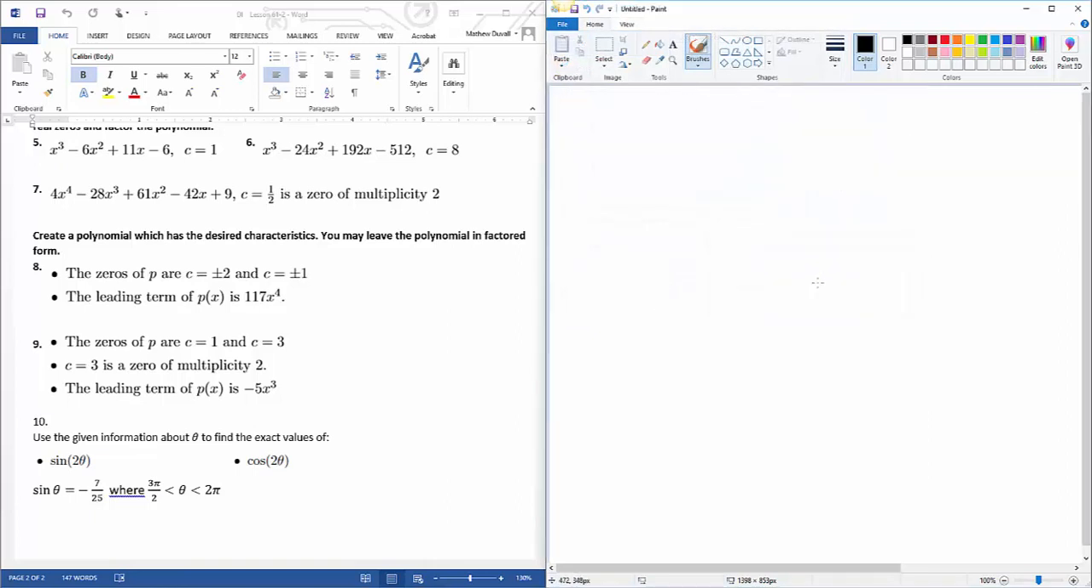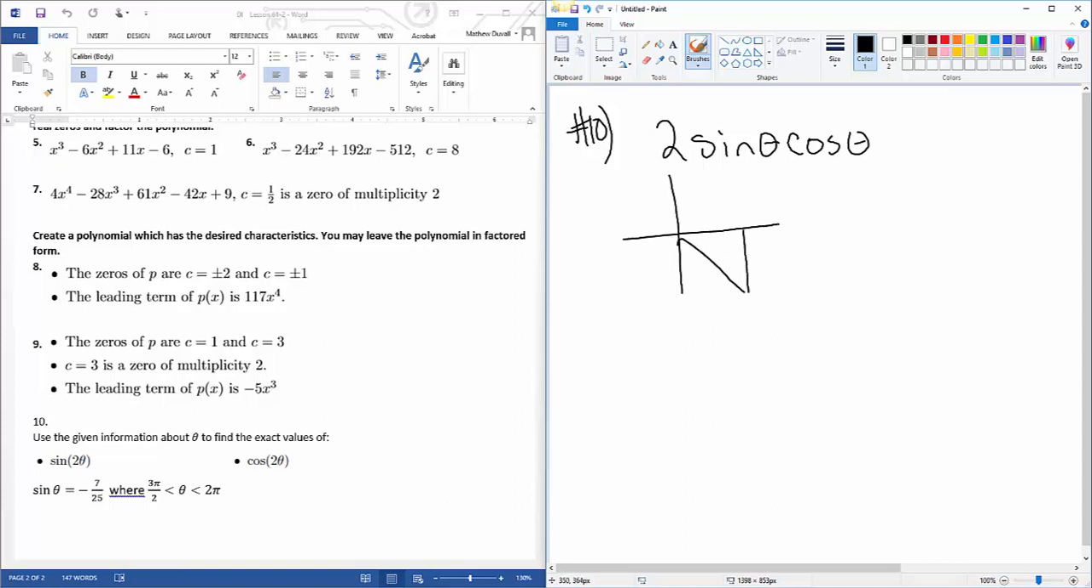All right, number 10. It says use the given information about theta to find the exact values of sine of 2 theta and cosine of 2 theta. So remember, these are double angle identities. So the sine of 2 theta is 2 sine theta cosine theta. And so it's telling me this is in quadrant number 4. What is that? Opposite over hypotenuse. And so you need to find what sine theta and cosine theta is there.